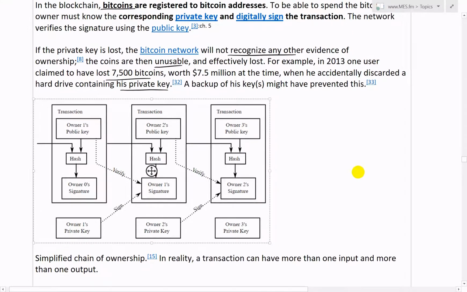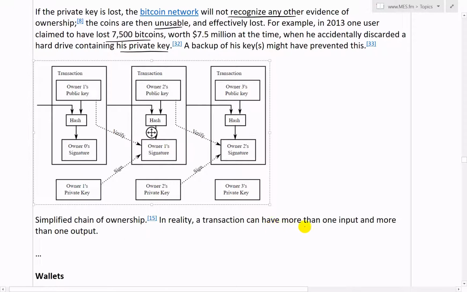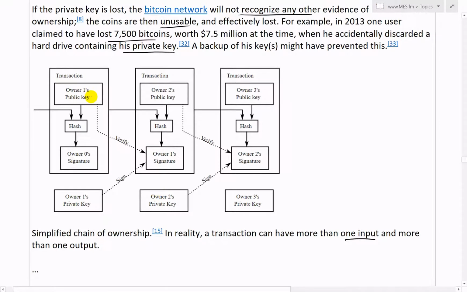That's real. It's ridiculous. So, just a simplified chain of ownership. In reality, a transaction can have more than one input and more than one output. So again, the way it works here is a transaction has the owner's public key over here with a hash code, and the previous owner's signature.